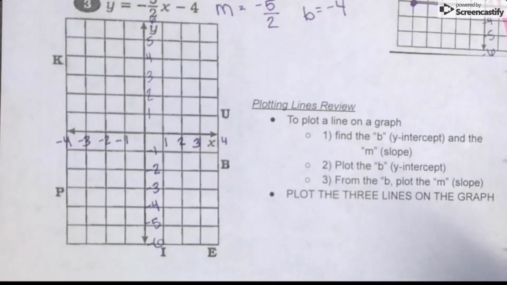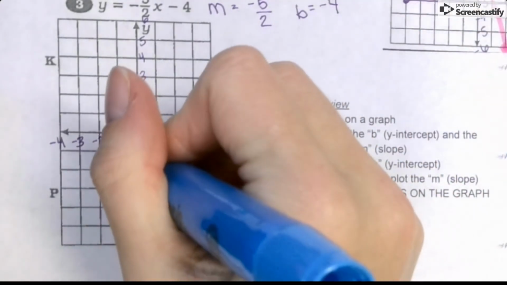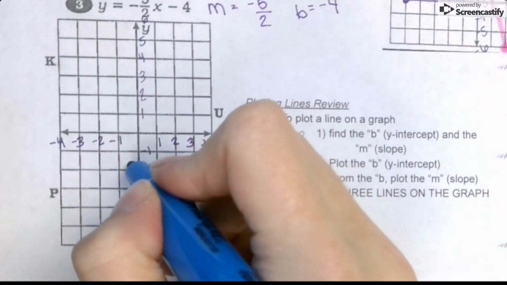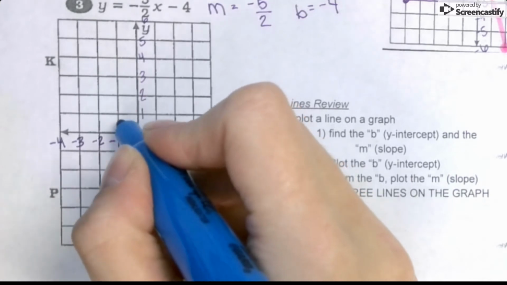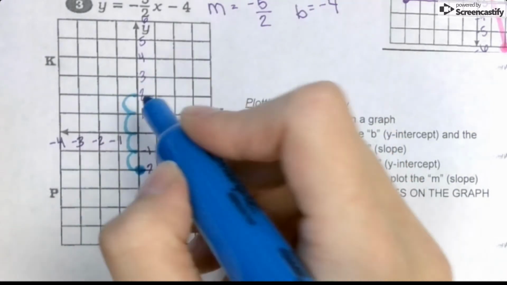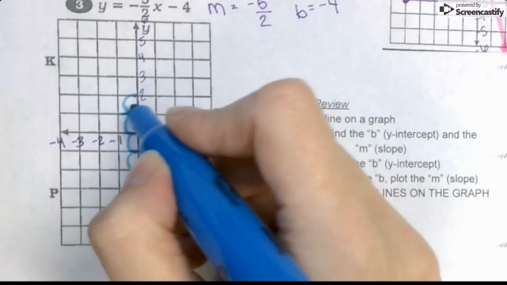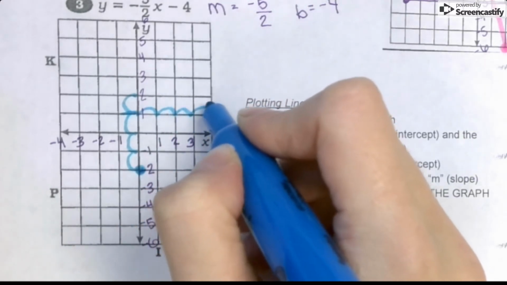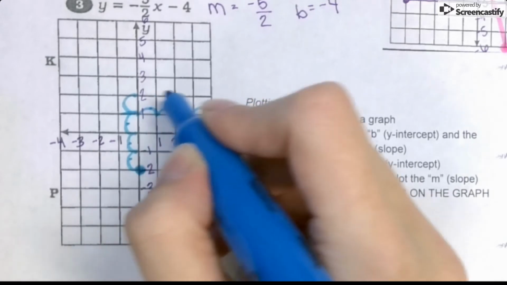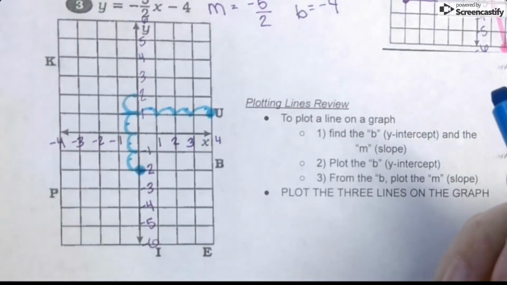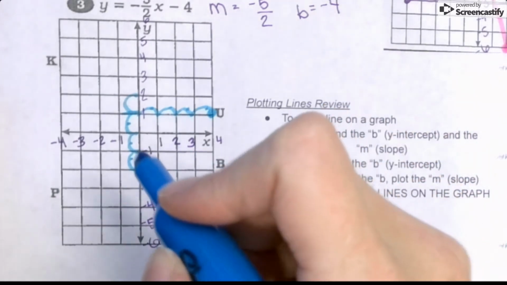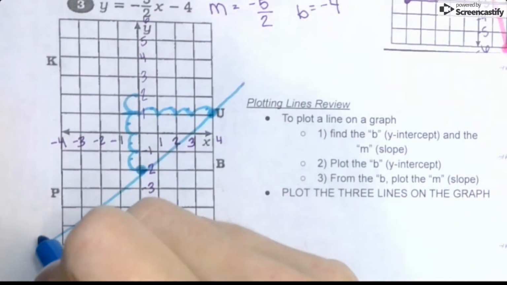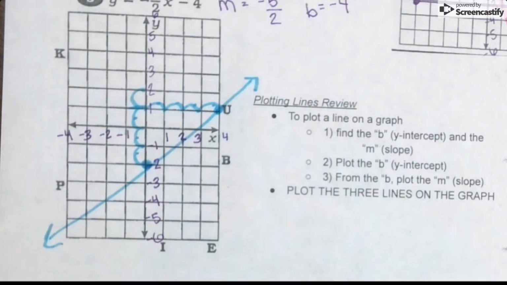So now my B is my y-intercept. So I'm going to find -2 on the y-axis. From there, I'm going to go up 1, 2, 3. Gosh darn it. Should stop here. And then I'm going to go right 1, 2, 3, and 4. Again, up 1, 2, 3, right 1, 2, 3, and 4. Okay? And I could draw a line through that if I wanted to. And that is my first line.